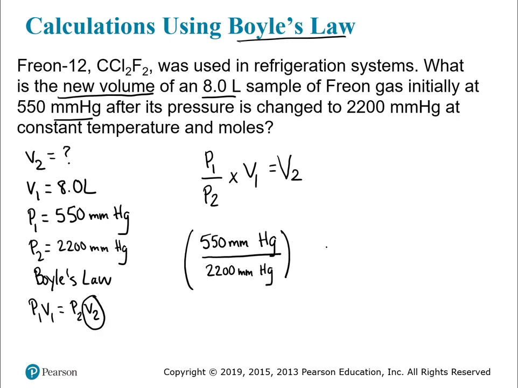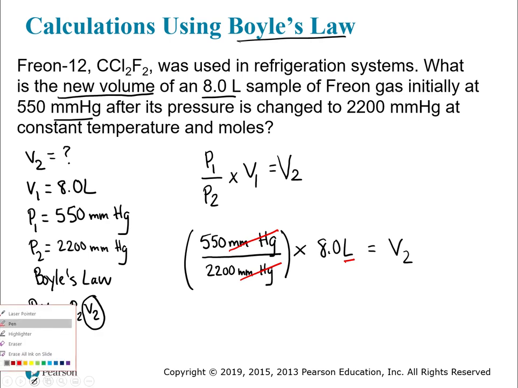So that's P1 over P2 times V1, and that's going to give us our V2. The units of V2 are going to be in liters. How do I know that? Because the millimeters of mercury cancel, and we're just left with liters here. When you do the math, you should get 2 liters.